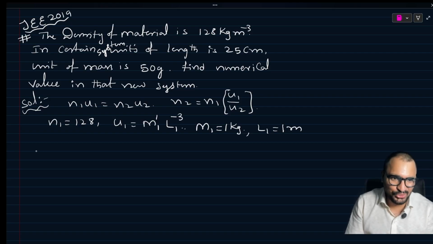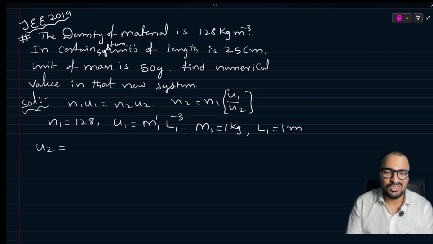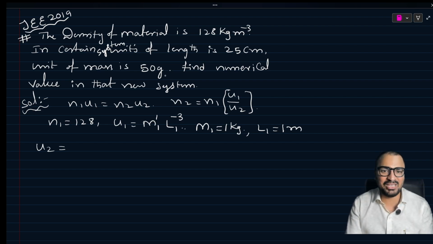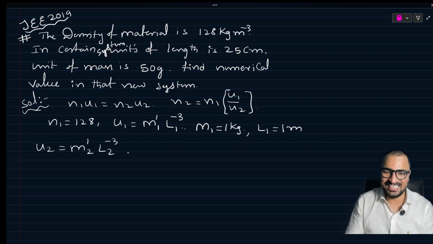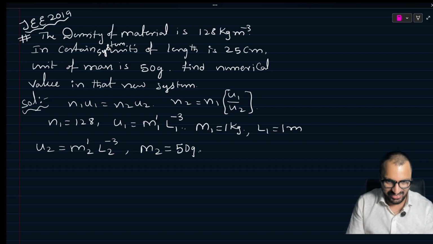Next, U2. For U2 they said centimeters and grams. So M2 power 1, L2 power minus 3 only. Yes, exactly. The value of M2 is 50 grams, the given value, right?